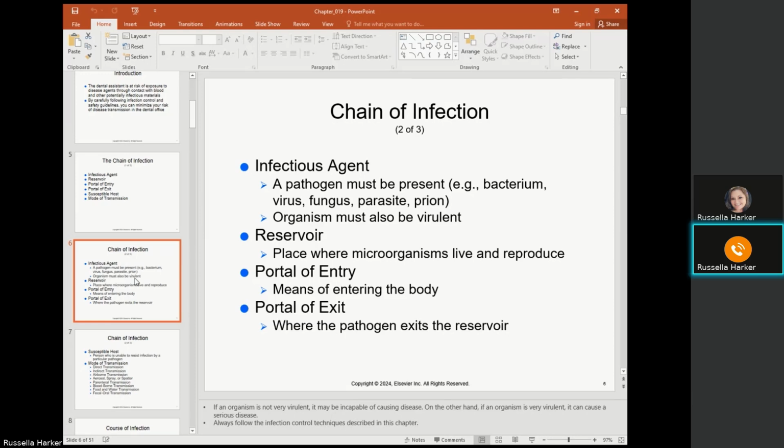If an organism is not very virulent or strong, it might be incapable of causing disease. On the other hand, if it is very virulent, like COVID, it can cause a very serious disease. If you're next to someone who's very ill and they're coughing and you breathe that in, the chances of you becoming ill as well are higher. If you're next to someone with a very minor cold, on the tail end of that cold, and they're coughing, you may not catch it, and the chances are lower. So always follow the infection control techniques that you're going to learn so that you can reduce the chances of you becoming infected.